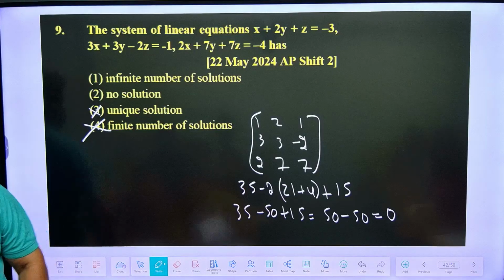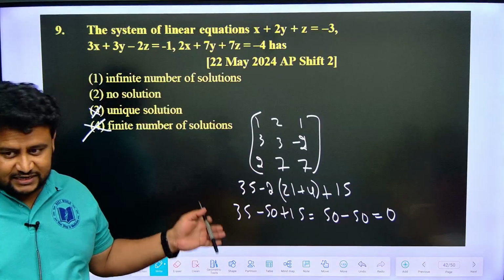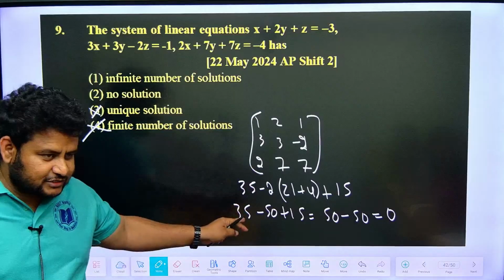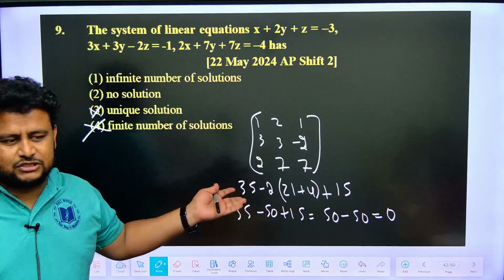For this, what will we do? Just find another one, delta 1. If it is coming equal to 0, then you have to find delta 2, delta 3 also. If delta is equal to 0 and delta 1 is not equal to 0, what is the answer? No solution. Okay.